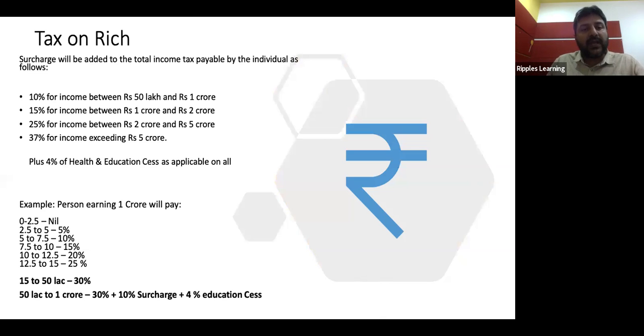So 50 lakh to 1 crore, there is 10%, then it is 15% from 1 to 2 crore, 25% from 2 to 5 crore, and 37% from income exceeding 5 crore, plus 4% health and education cess also applies.